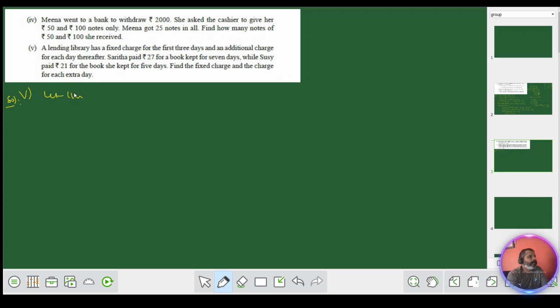Let the fixed charge, which we don't know, be some amount. Let the fixed charge for the first 3 days be rupees x.